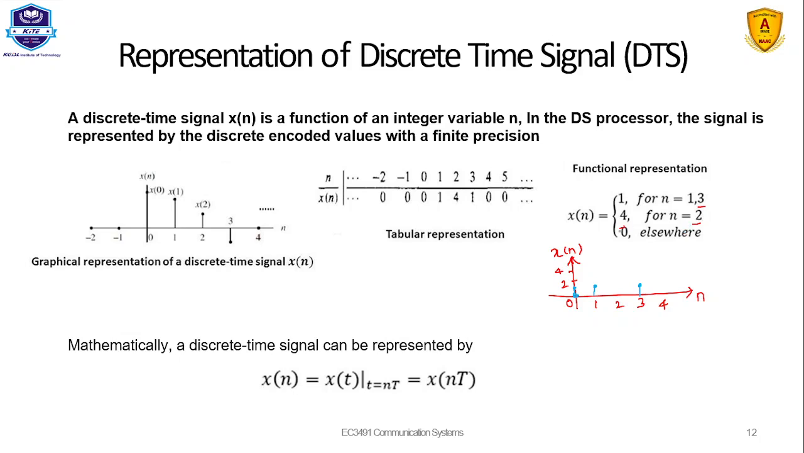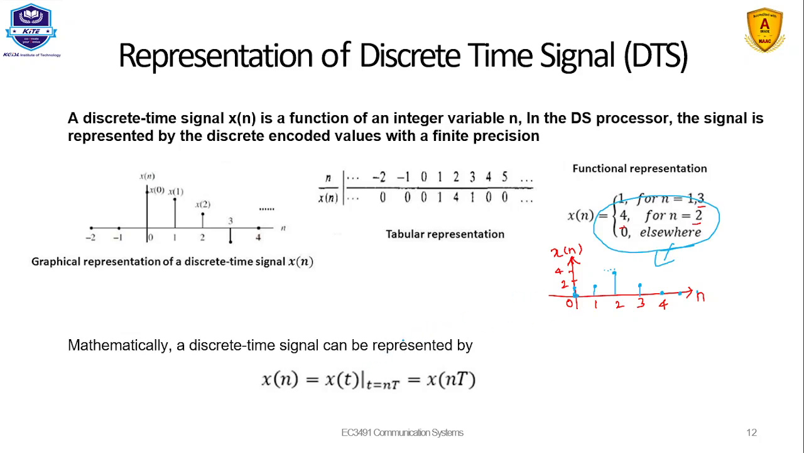For n is equal to 2, here it is 4. So this is how, and 0 elsewhere. For the remaining values you should plot 0. So this is the actual representation for the equation format given.